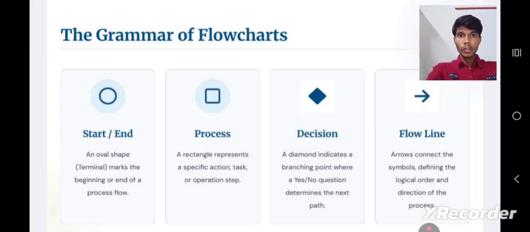The grammar of a flowchart: start or end. An oval-shaped terminal marks the beginning or end of the process flow. Process: a rectangle represents a specific action, task, or operation step. Decision: a diamond indicates a branching point where a yes or no question determines the next path. Flow line: an arrow connects the symbols, defining the logical order and direction of the process.